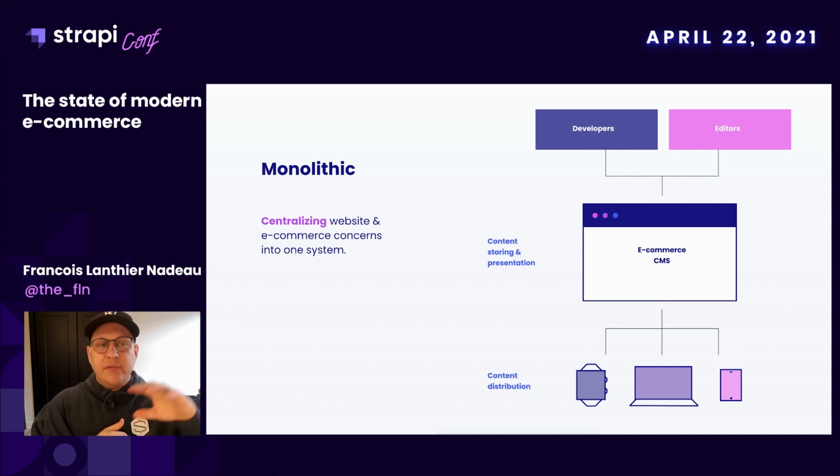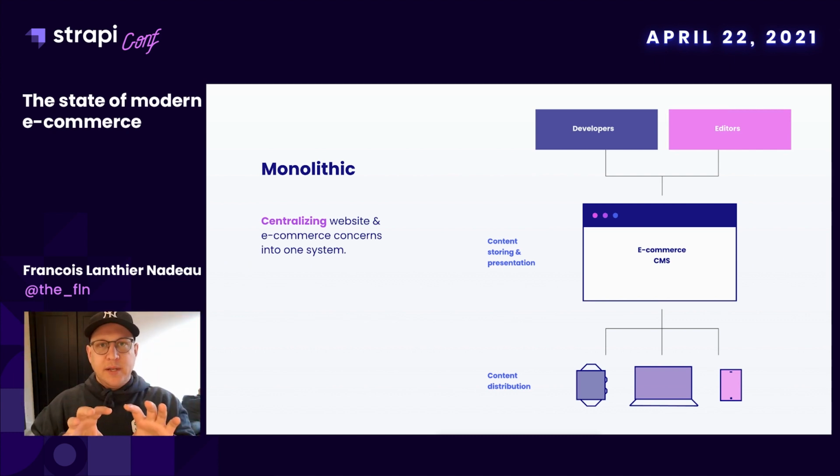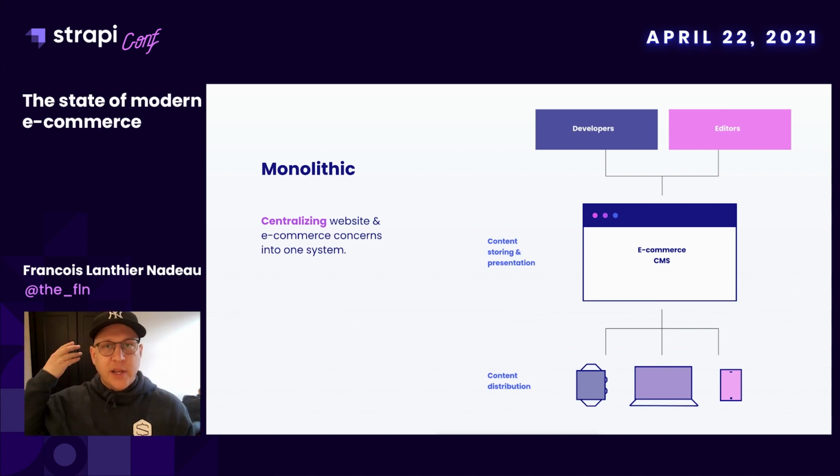As you can see, you have developers and editors that are working on an e-commerce CMS. And that part is very chunky, right? It takes a lot of real estate in that architecture graph. Why? Because it manages basically everything. All of the functionalities that we saw earlier are embedded into that monolithic platform.